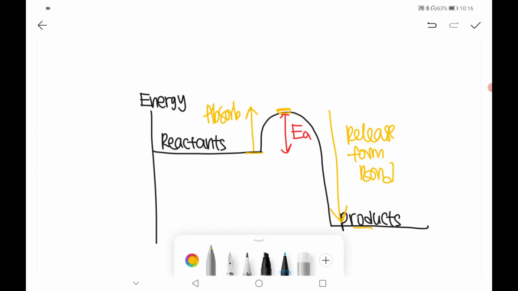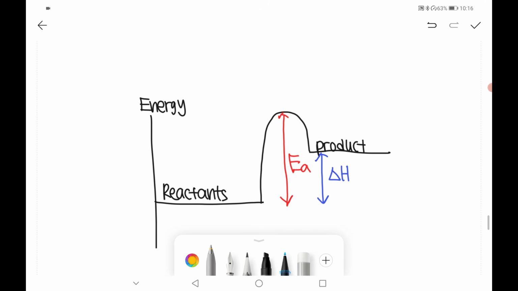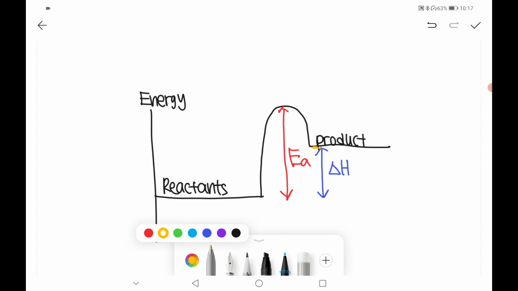Same thing as just now. From the reactant to the peak, this is the energy you absorb to break the bond. From the peak to the product, this is the energy you release to form the bond. That's it. And the most important label you need to know is the activation energy, which is the gap between the peak and the reactant.